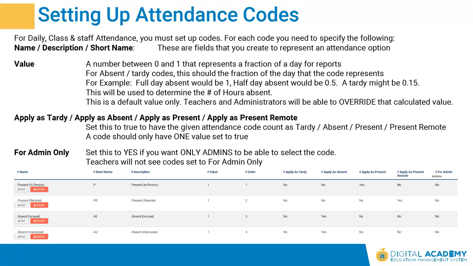Apply as tardy, apply as absent, apply as present, and apply as present remote tell the system what report people with this code should be put on. You should only pick one of those values for each code. For admin only means that only admins can use that code. Teachers will not see admin-only attendance codes on the attendance list.